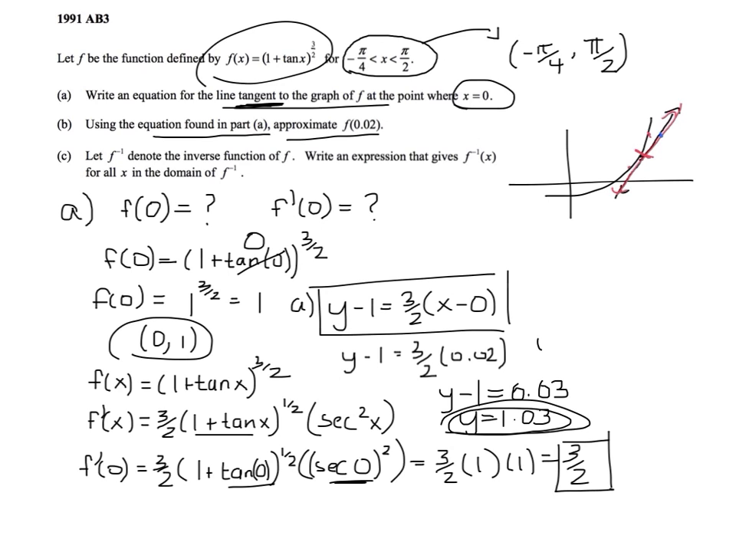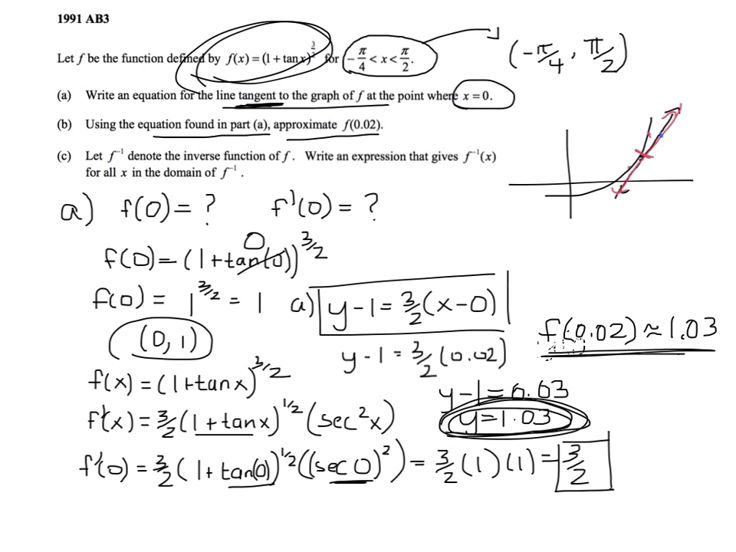So you should label this y of 0.02, or they use f of x, whatever. They use f of 0.02 is approximately 1.03 because you used the tangent line. You didn't use the original equation. If you wanted to know what the actual value was, you would plug into the original equation to find the actual value, and we could see how good our approximation is.